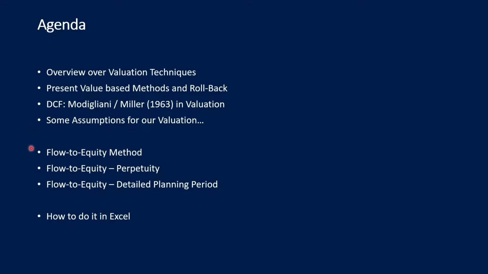Then we dig deeper into the flow to equity method. Since we apply rollback techniques, we start with a perpetuity and then we roll back through the detailed planning period. Last but not least, I would like to show how to implement that in Microsoft Excel.